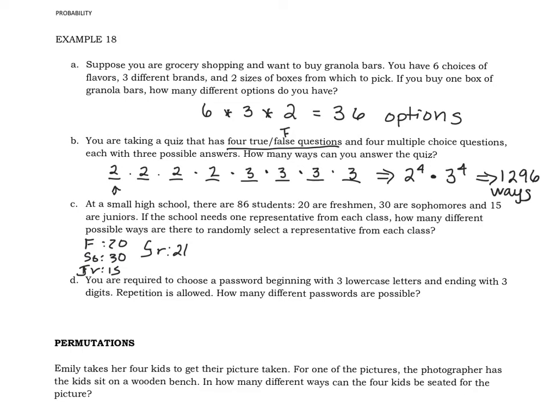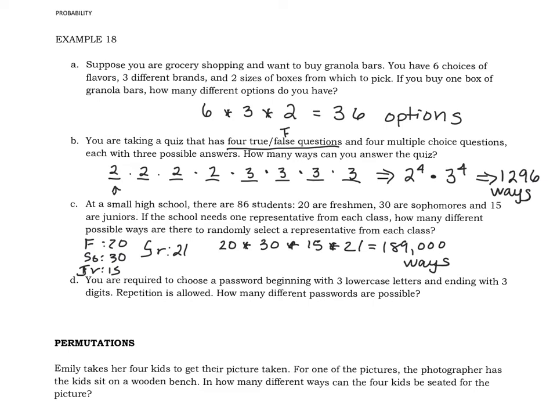So if the school needs 1 representative from each class, how many different possible ways are there to randomly select a representative from each class? So no popularity contest here, they're just randomly choosing a representative. So 20 times 30 times 15 times 21, and there are 189,000 different ways that could happen.